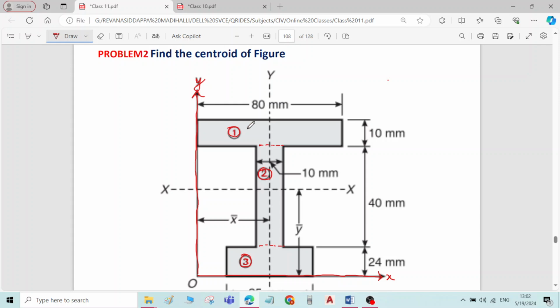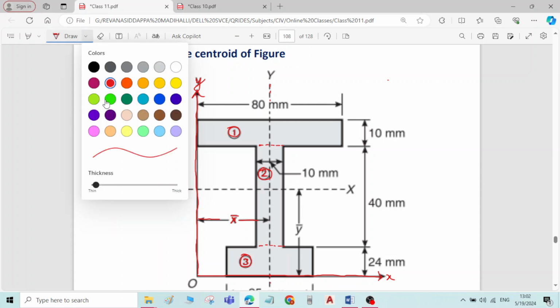Next you check the symmetry of the figure. You can see that the figure is symmetric about y-axis, meaning this y-axis is dividing the figure into two equal parts. Therefore x bar is known. If the figure is symmetric about y-axis, then x bar is known. That x bar is equal to what? The overall width here is 80 mm. So x bar is equal to 80 divided by 2.